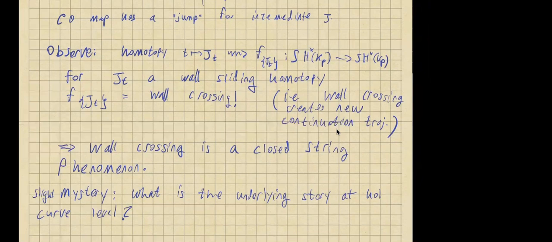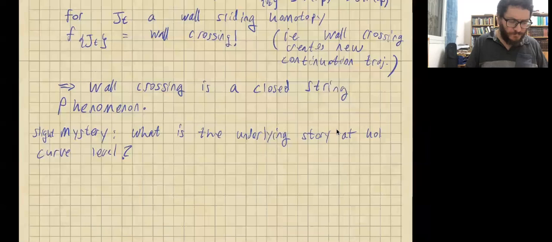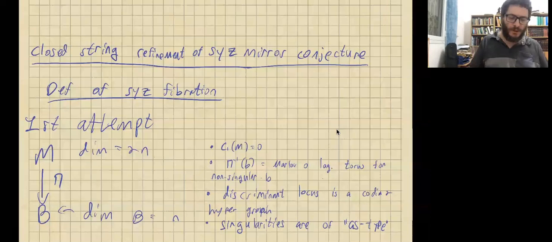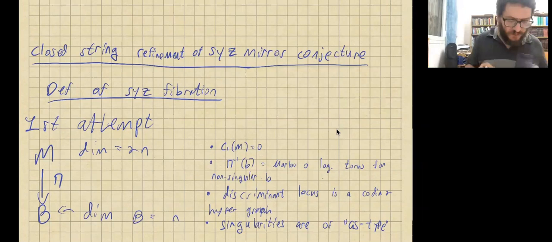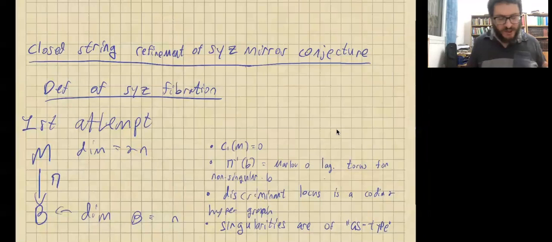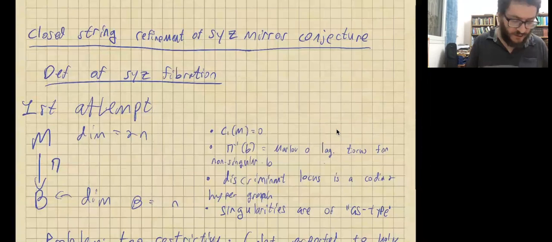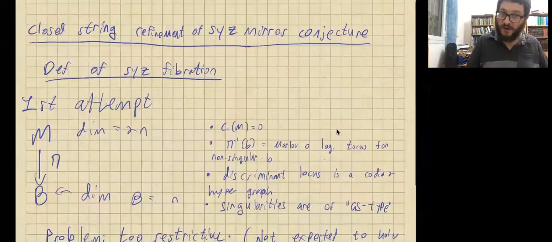So now, for the last part of the talk, I want to say a little bit about how one can do mirror symmetry, within classical mirror symmetry, by just applying closed strings. So I want to formulate a slight refinement of the SYZ mirror symmetry conjecture. But to formulate it, first we need a definition of what an SYZ fibration is. And I don't know what a good definition is.